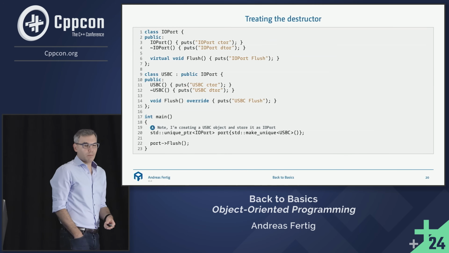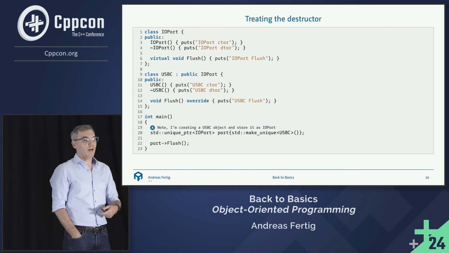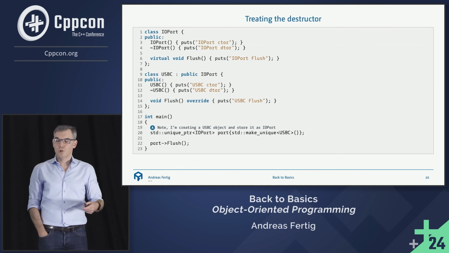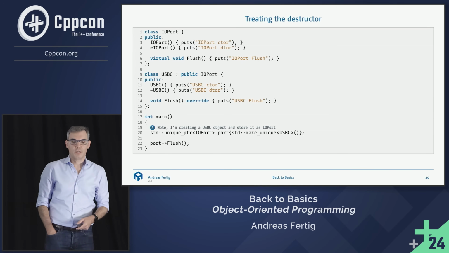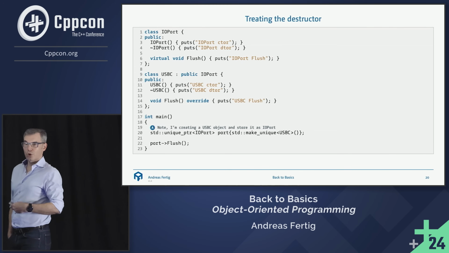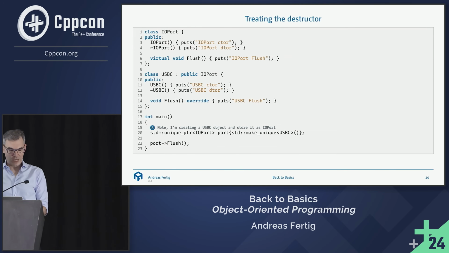Now, in main, in A, I'm creating a unique pointer of IO port. I use make unique to create a USB-C port. In fact, I can call port flush on that thing. So everything looks good, right?